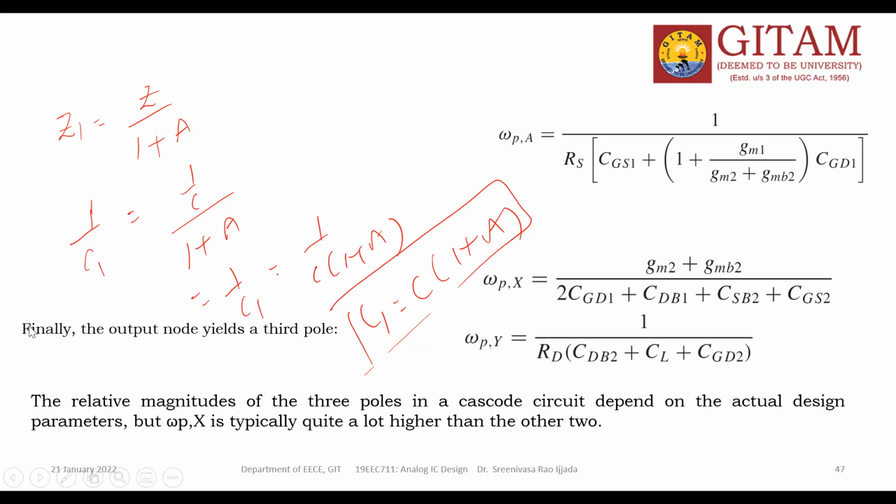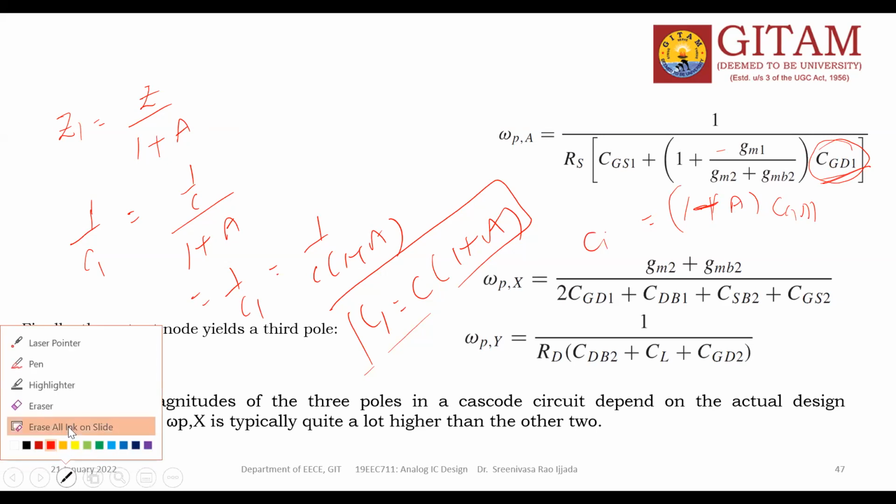With the same analysis, this is 1 plus gain A. Of course, minus is there, so minus minus becomes plus. And this is the capacitor CGD1. So I applied the Miller theorem for this capacitor. That's why I got the input capacitance Ci equal to this much.